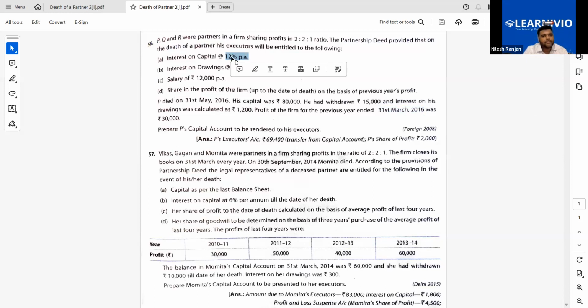So that's what I'm saying. Interest on capital will be calculated for 2 months only. Next is interest on drawing, which is already given, so you don't have to calculate it. Yeah, it's already given.